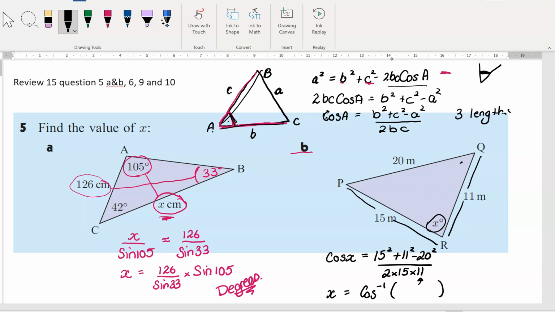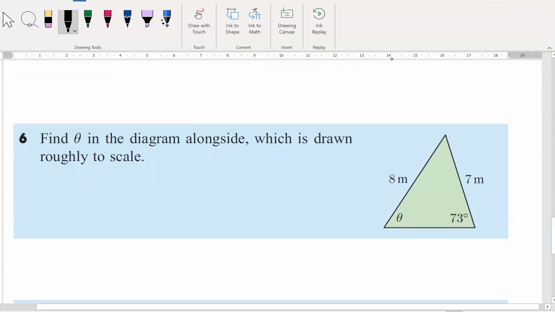Okay, hopefully that works. Again, please look at the video that I did, and it should help you. If we look at this one, find theta in the diagram alongside, which is drawn roughly to scale. So I've got 2 lengths, but I don't have the angle in the middle, so no cosine. I don't have all 3, so no cosine, but again, notice, we've got a known pair. So that means it's the sine rule.